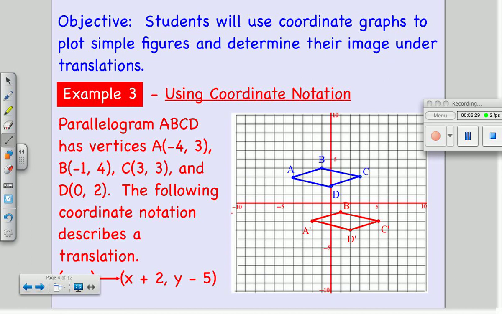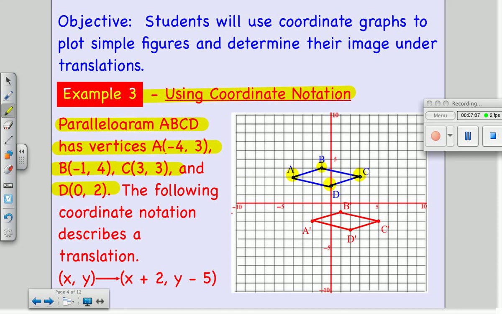Example 3. Parallelogram ABCD has vertices. That means points. A is at -4, 3. Yes it is. B is at -1, 4. Yes it is. C is at 3, 3. Yes it is. And D is at 0, 2. Okay. The following coordinate notation describes the translation.